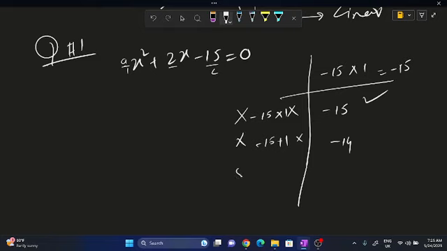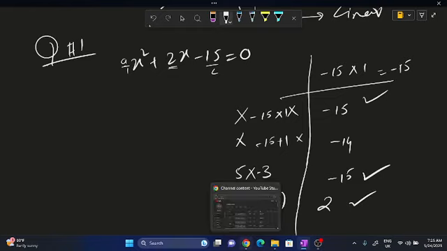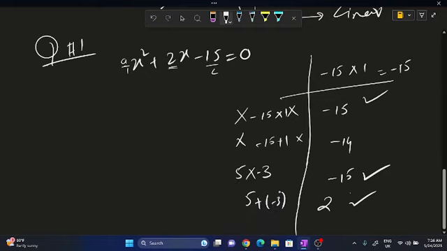If I choose 5 and minus 3, for example, 5 times minus 3 is minus 15. The first condition is satisfied. And 5 plus minus 3 gives me 2. Yes, I can make the middle term, that is 2. It means that the second condition is also satisfied. I can choose this pair, 5 and minus 3.